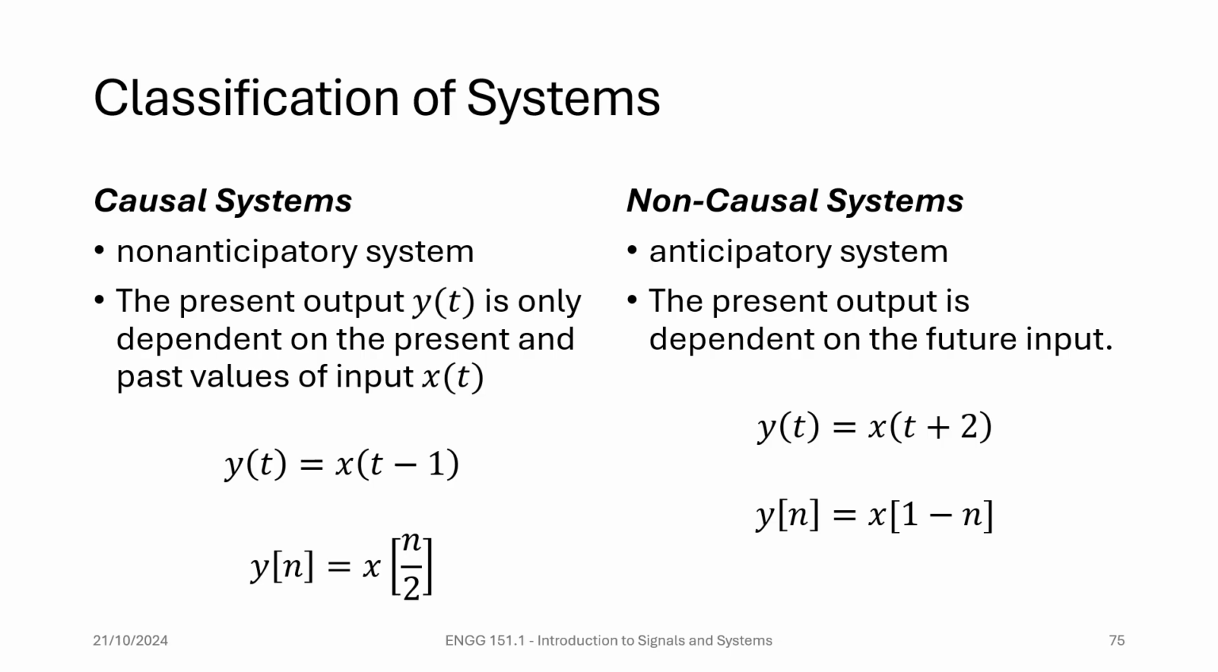So again, when our system is causal, it is not anticipatory. We are only dealing with the present, which is the most important, and past values of input x of t. Our example here is y of t is equal to x of t minus 1, with t minus 1 having the delay.